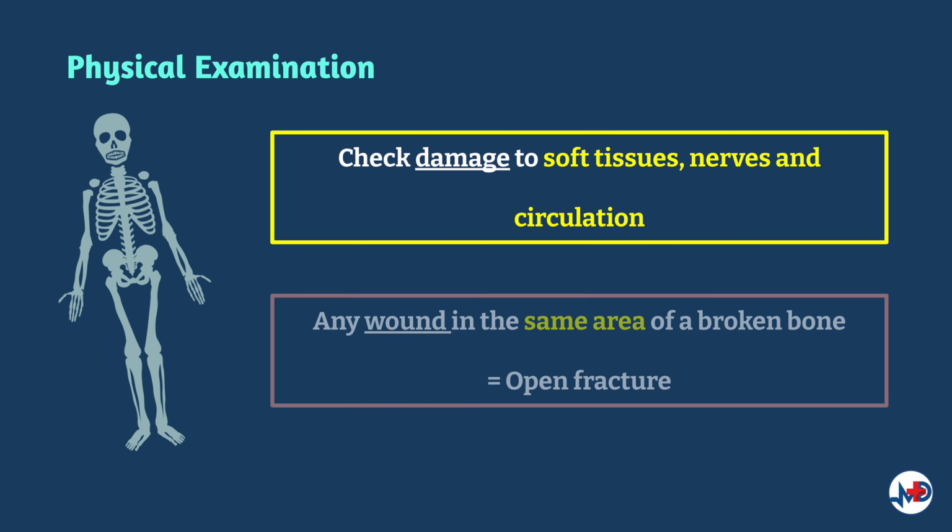In physical examinations, we must check the damage to soft tissues, nerves, and circulation. When there is any wound in the same area as a broken bone, it is assumed that there is an open fracture. The next step is always to get an X-ray. X-rays will help determine the extent of the fracture and show the number and patterns of breaks in the bone. CT scans can also be done if necessary.